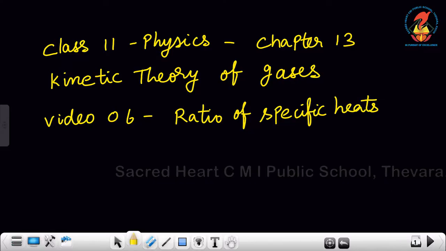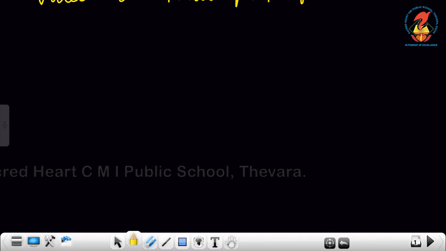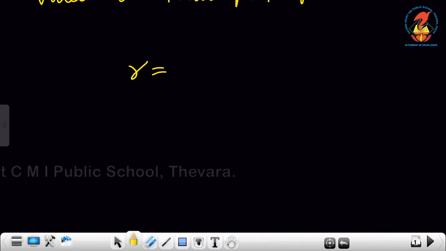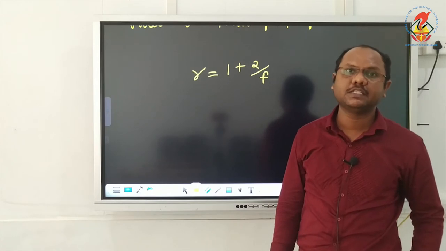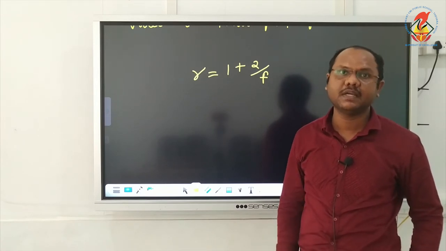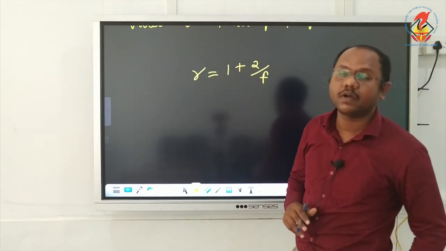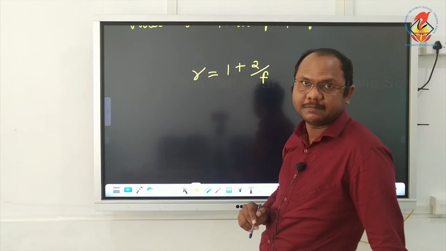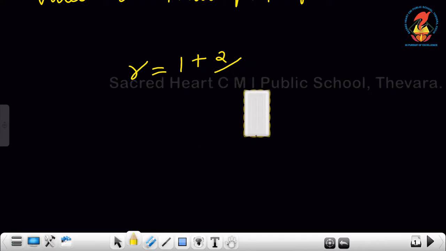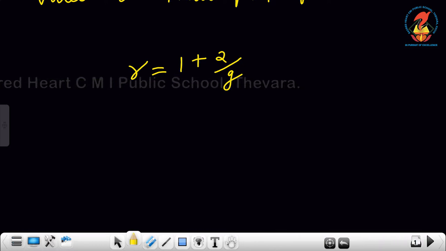Now if I consider the total degree of freedom as F, I can give you a shortcut equation for finding gamma. Gamma can be found by 1 plus 2 by F, where F is the total number of degrees of freedom. In the previous one, I took F as the number of vibrational degrees. If they give the number of vibrational degrees, we can find it like that. So I am not taking F here, I take G. Let it be G. G is the number of degrees of freedom.